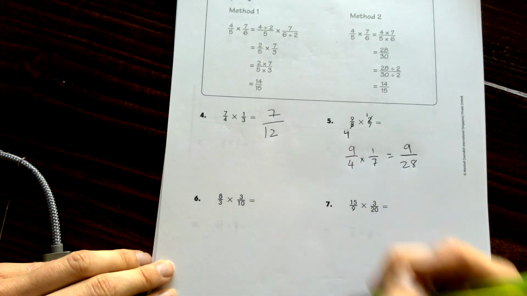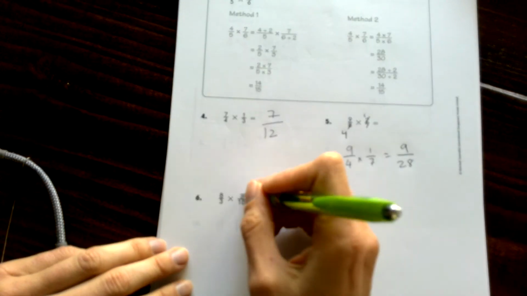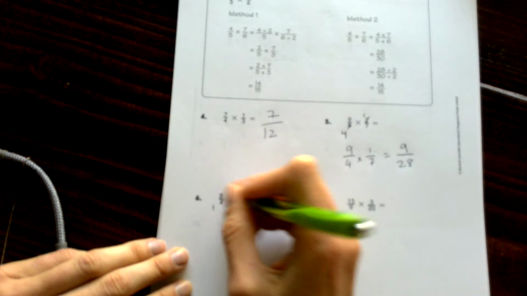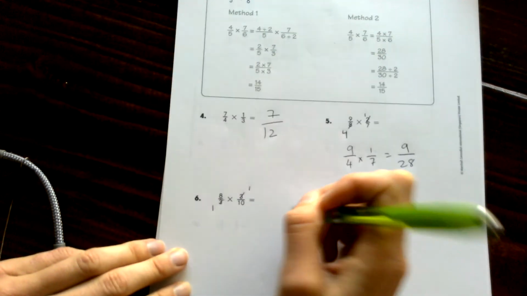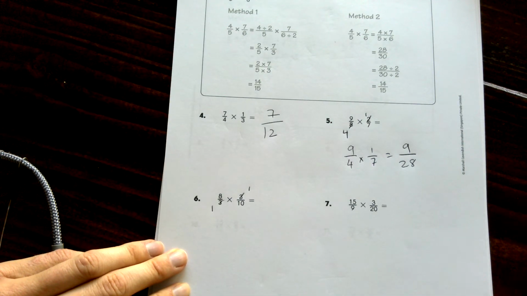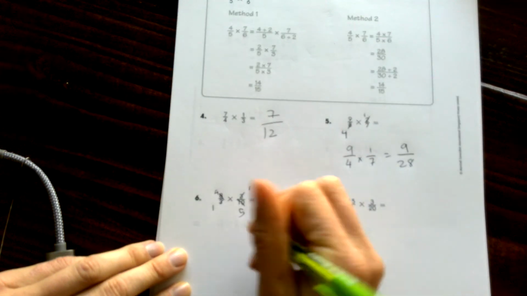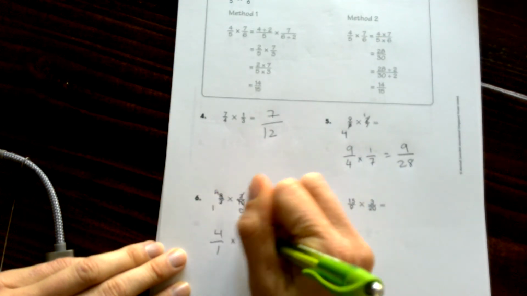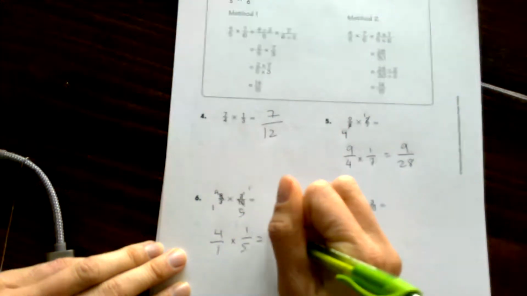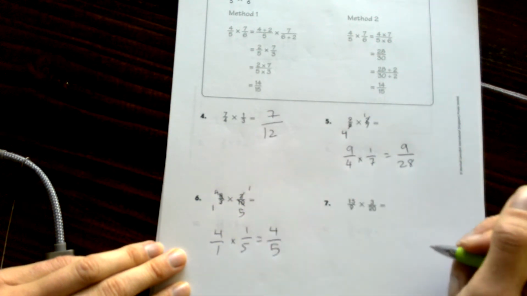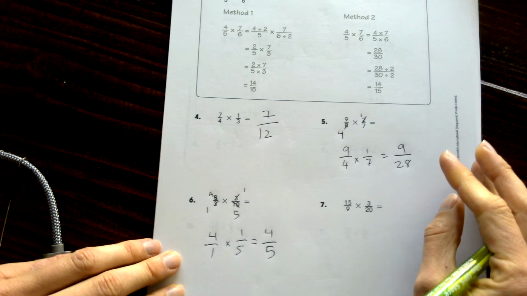All right. Oh my gosh, I'm in love with this problem. I have 3 and 3. That makes 1. 8 and 10 are both divisible by 2 here. So I know I'm going to end up with 4/5, but let's rewrite it. 4/1 times 1/5 equals 4/5. Excellent.